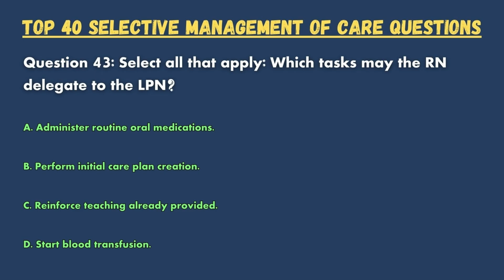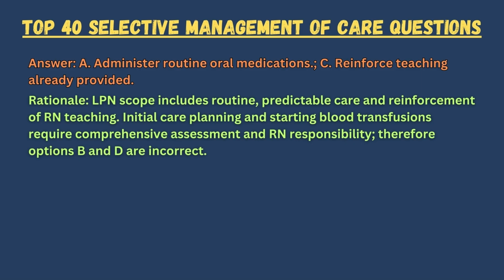Question 43. Select all that apply. Which tasks may the RN delegate to the LPN? A. Administer routine oral medications. B. Perform initial care plan creation. C. Reinforce teaching already provided. D. Start blood transfusion. Answer: A. Administer routine oral medications. C. Reinforce teaching already provided. Rationale: LPN scope includes routine, predictable care and reinforcement of RN teaching. Initial care planning and starting blood transfusions require comprehensive assessment and RN responsibility. Therefore, options B and D are incorrect.